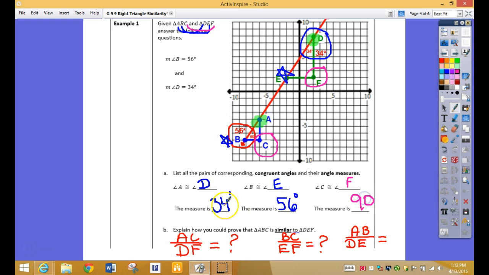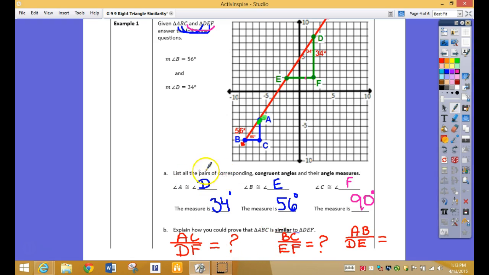How did we get that? Well, there's two different ways. You could have added these together and you got 90. 180 minus 90 is 90. Or on your calculators, 180 minus the 34, 180 minus the 56, you would have ended up with 90 degrees left over for here. Alright, now I'm going to clear this off again. We're looking at our triangles. It says down here, part B, explain how you could prove that triangle ABC is similar to DEF.